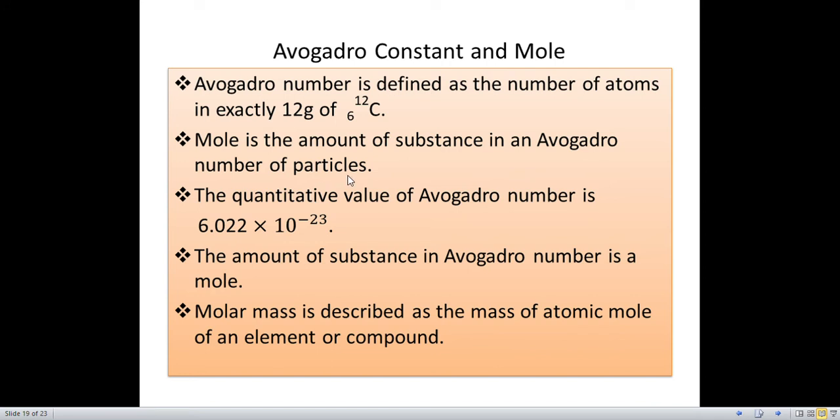So what is the quantitative value of Avogadro number? It's 6.022 × 10^23. The amount of substance in Avogadro number of particles is called the mole. Molar mass is described as the mass of one mole of an element or compound. Now we are going to discuss more about this.